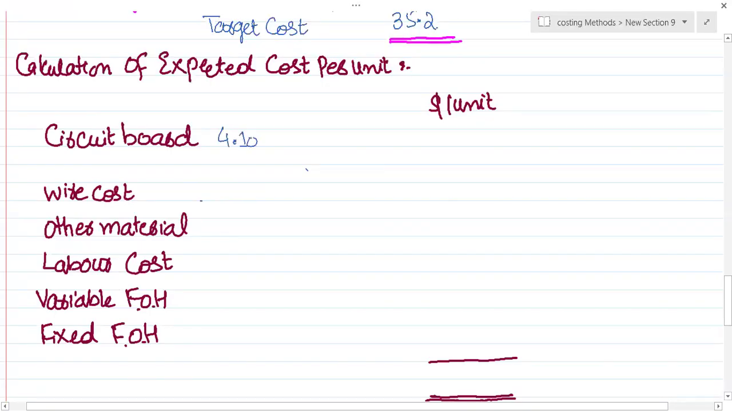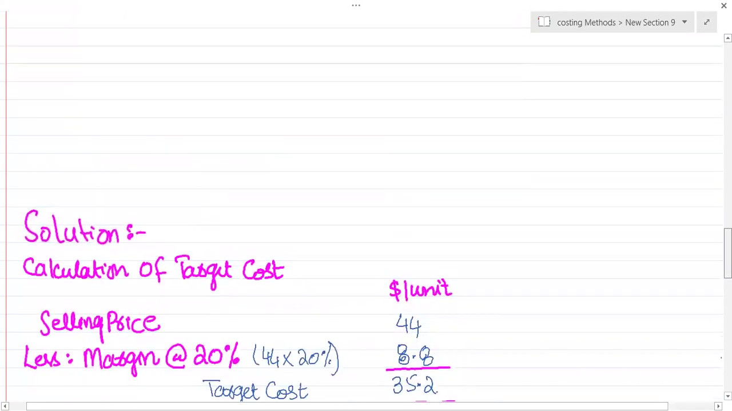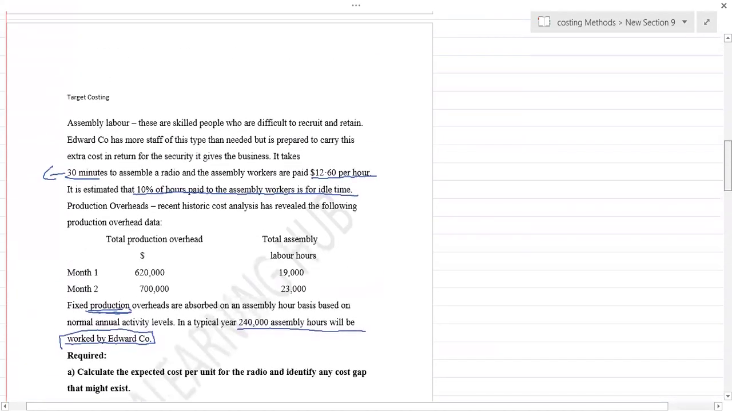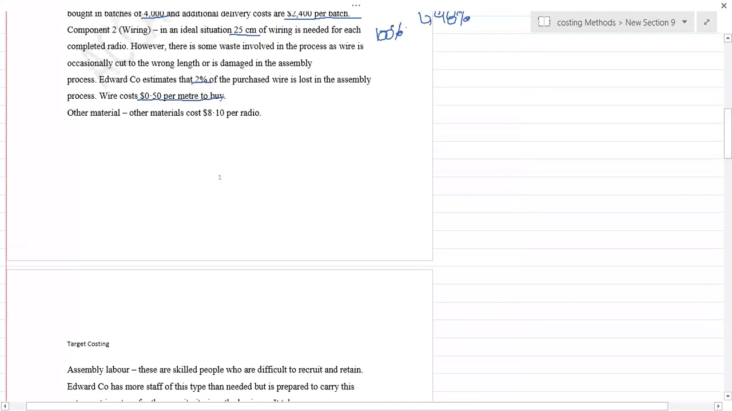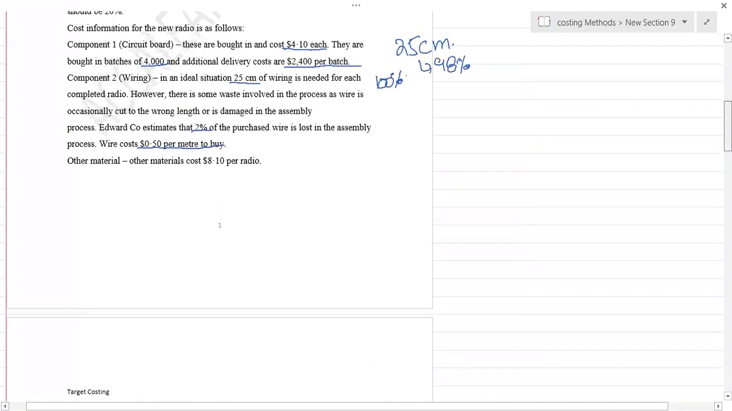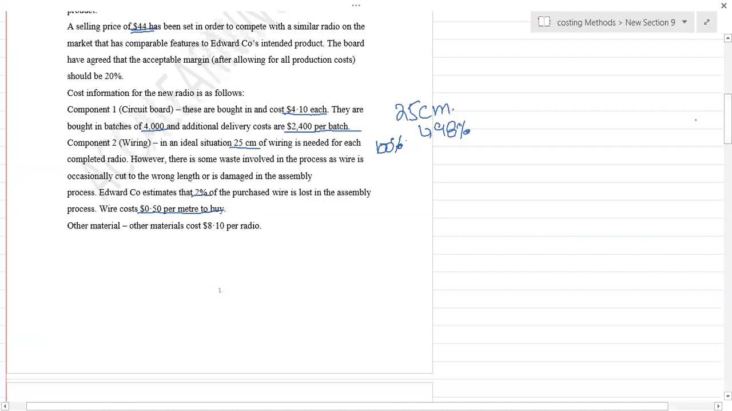$4.1 plus 2,400 divided by 4,000. So you will get 4.70. Now come towards the wire cost. For the wire cost, he said there is 2% normal loss, and we put 25 centimeter for the final product. Our final product consumes 25 centimeter.